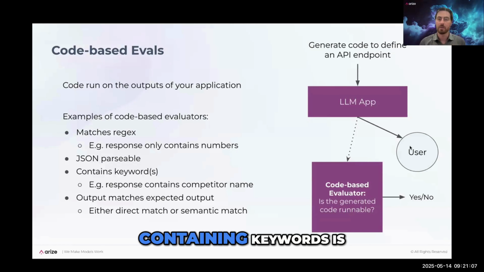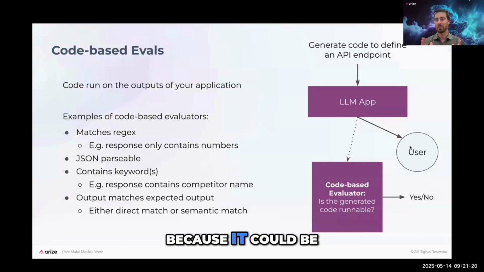Containing keywords is a big one. This is something we see a lot of enterprises doing. If you make a chatbot and put it on your website, it kind of doesn't matter what the response is, but if the response contains your competitor's name, you probably don't want to say it because it could be good, in which case that's not great for you. It could be bad, in which case the competitor might get mad or something like that. So we see a lot of people who are just filtering out responses that contain certain keywords. And then finally, you could also do comparison to ground truth data. So if you do know what the output should be, then you could do a code-based eval to just do a comparison to that output, either directly or semantically as well.